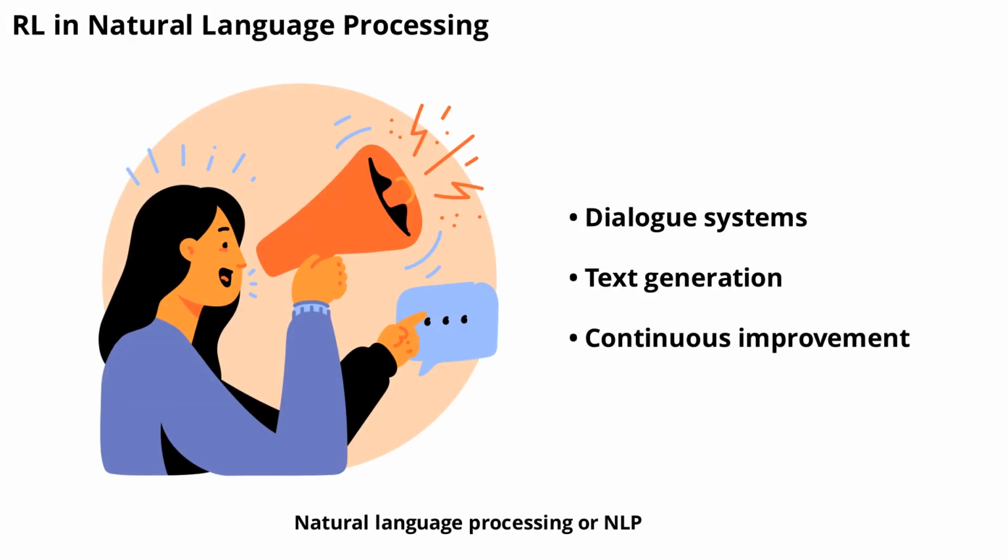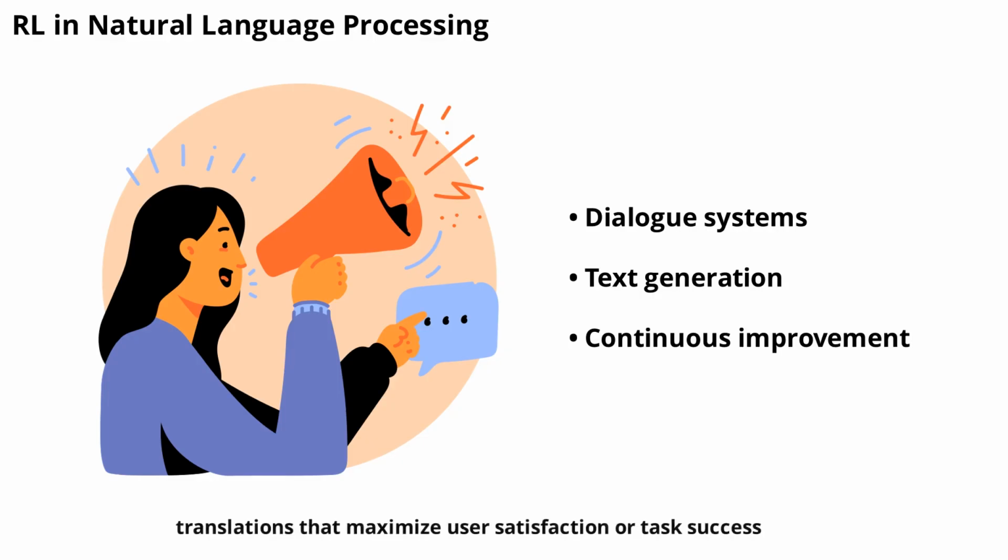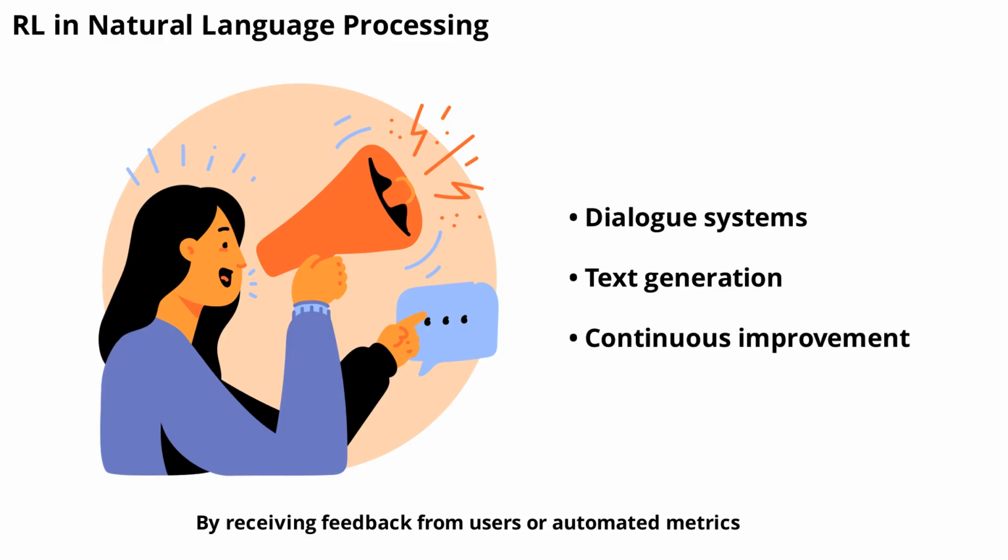Natural language processing, or NLP, benefits from RL in tasks like dialogue systems, text generation, and translation. RL agents learn to generate responses or translations that maximize user satisfaction or task success. By receiving feedback from users or automated metrics, NLP systems can continually improve their performance.